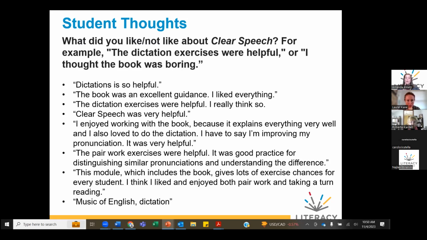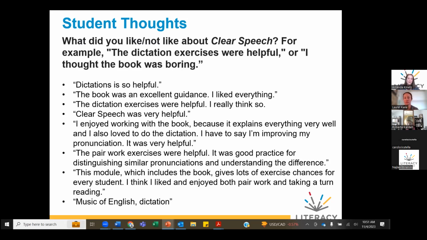Dictations is so helpful. The book was excellent guidance. I liked everything. The dictation exercises were helpful. I really think so. Clear Speech was very helpful. I enjoyed working with the book because it explains everything very well. And I also love to do the dictation. I have to say I'm improving my pronunciation. It was very helpful. The pair work exercises were helpful.